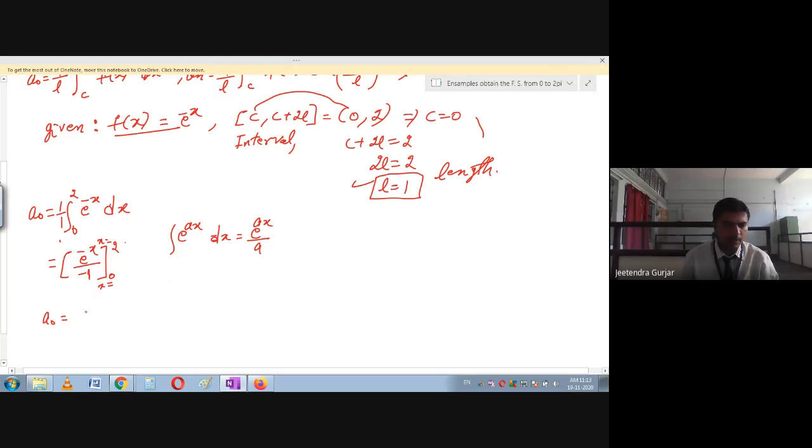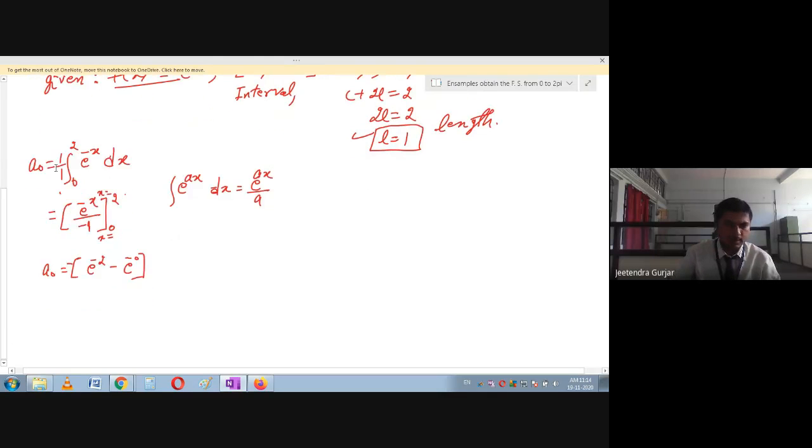See, a naught is equal to, you will get it like this, that is e raised to, first I will remove minus outside. Please remember, minus 1 I have removed outside. e raised to minus 2, then e raised to minus 0. So now if you simplify, you will see that this is equal to, minus is outside, I'll write minus as it is.